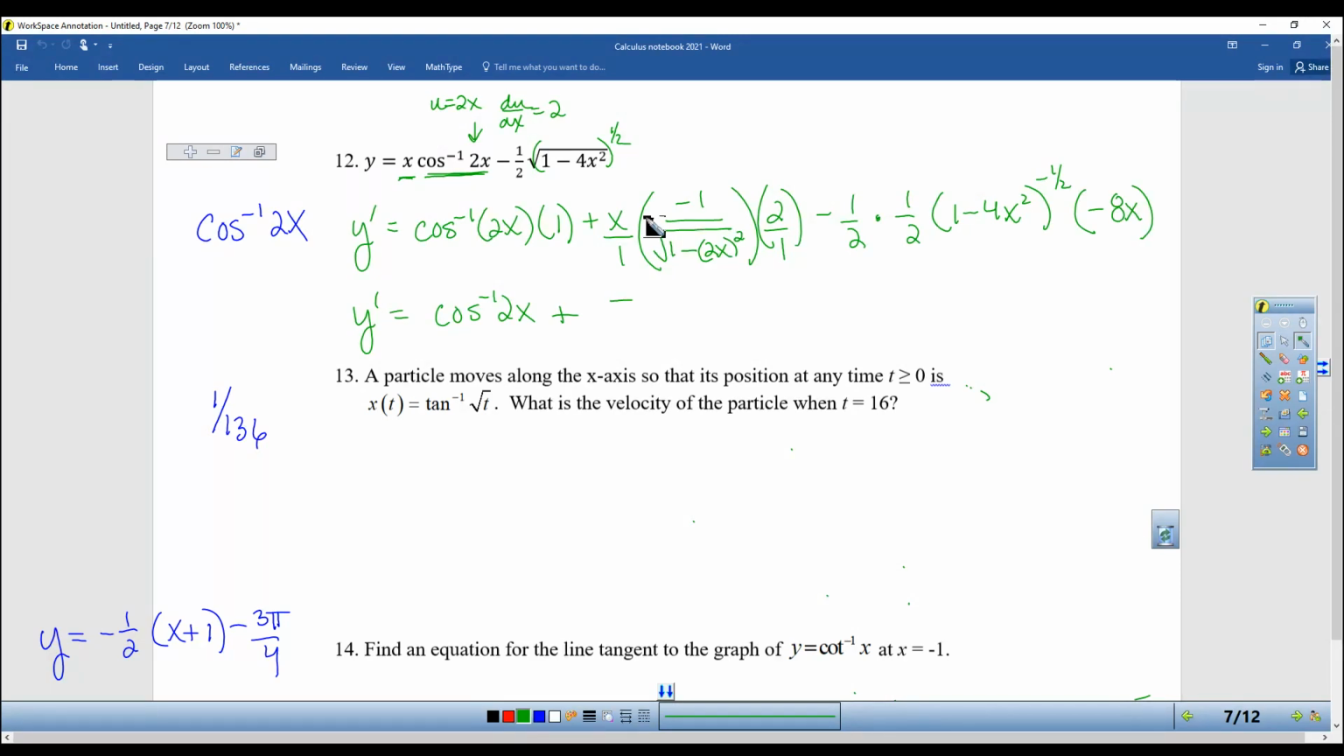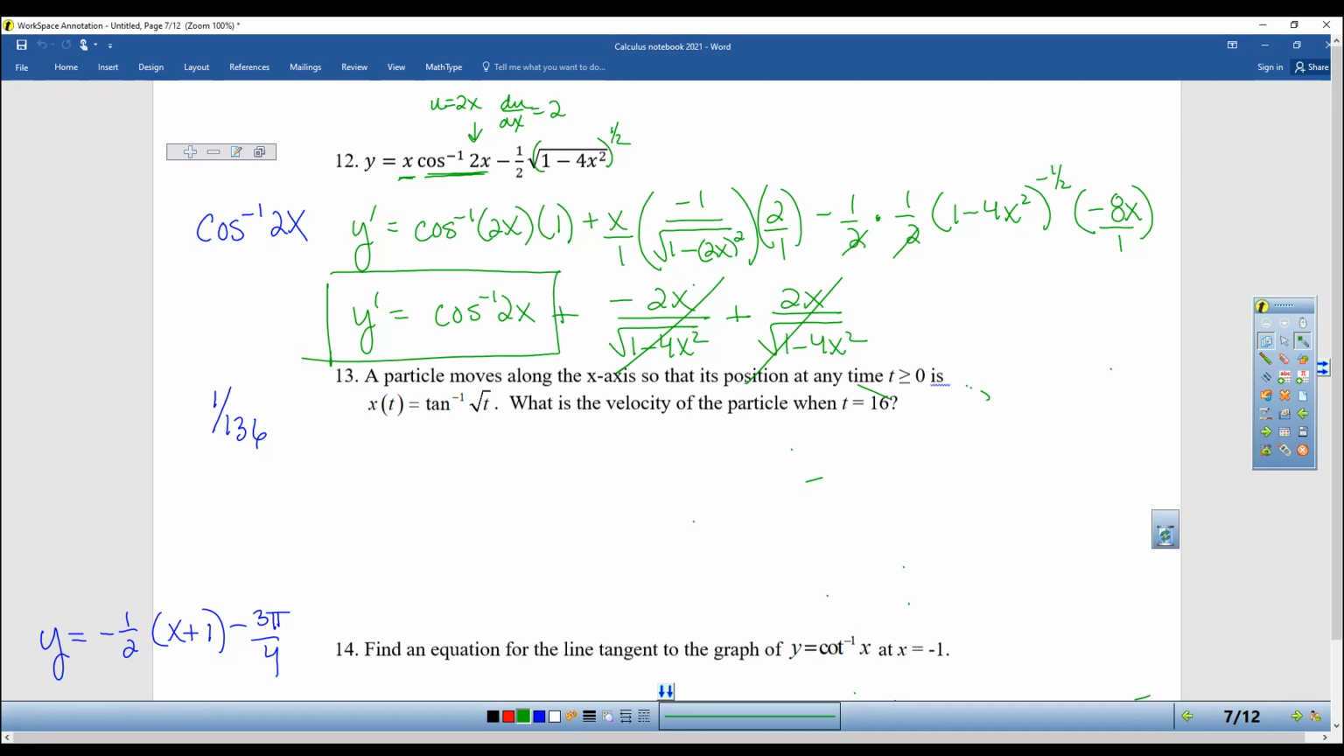Sorry, I'm thinking for a second. It's going to be a numerator times a numerator, and then a denominator times a denominator. And then on this one, the minus and the minus become a plus. The 2 times 2 is 4. They cancel with the 8 to give me a 2x all over 1 minus 4x squared. So these end up being the same, and that's my answer.